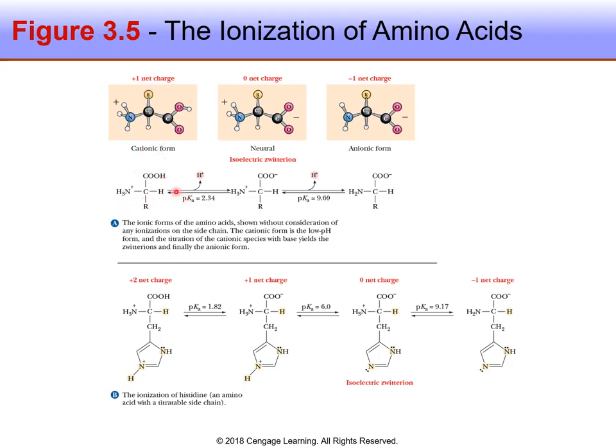Then we start titration. OH- will abstract a proton from the carboxyl group. We titrate this group first because it has a lower pKa, so it is a stronger acid. And then we get this form called the isoelectric form, where the net charge is 0. Then we add a second mole of OH-, which titrates the alpha amino group, and we get this anionic form with a net charge of -1.